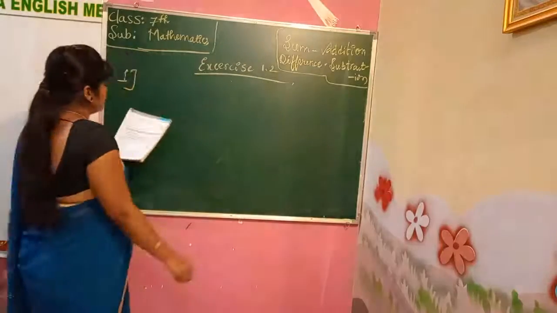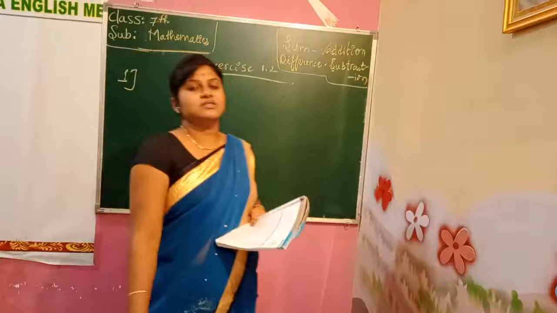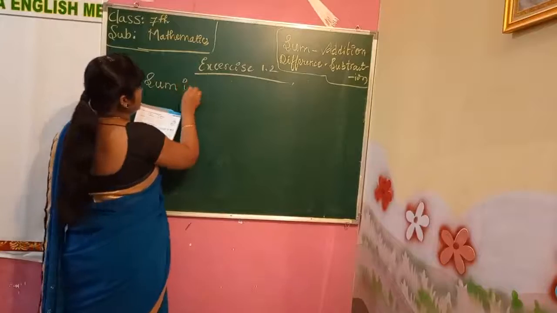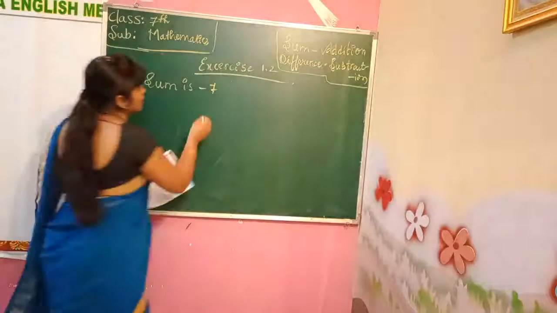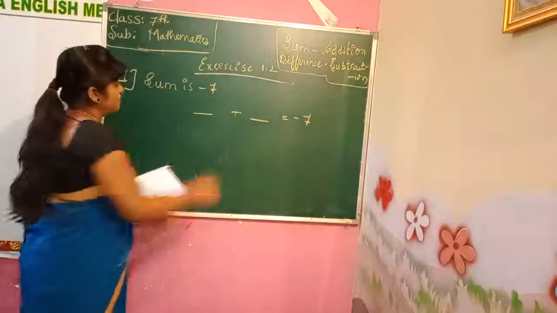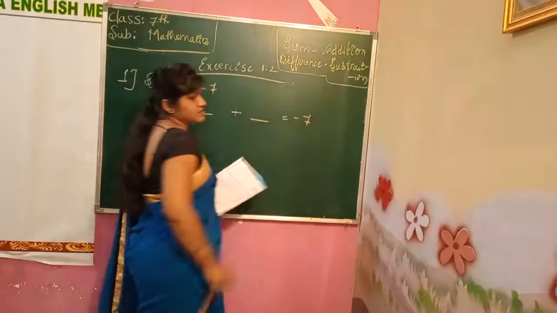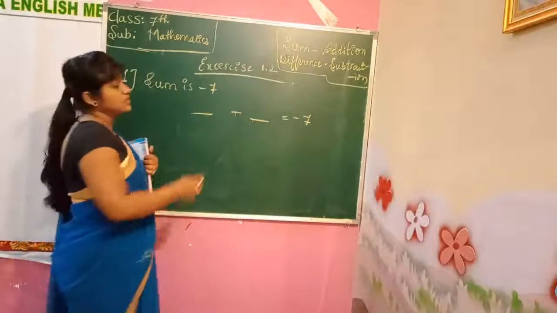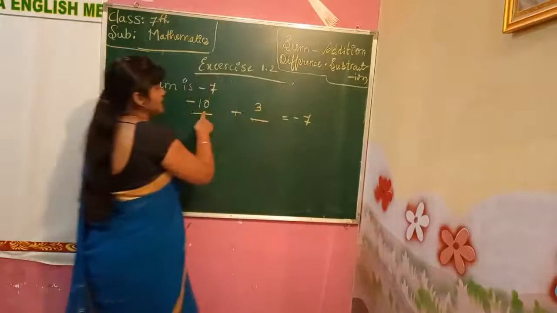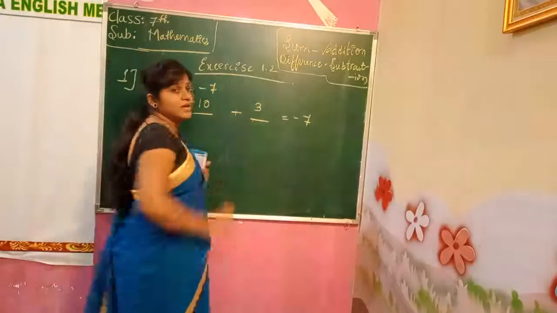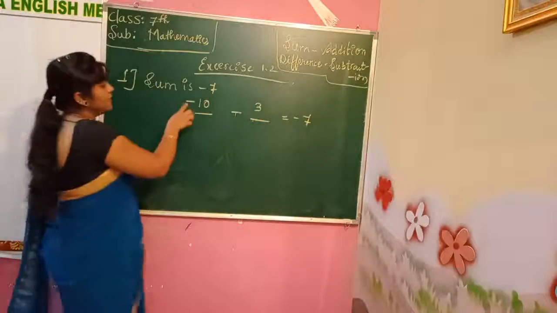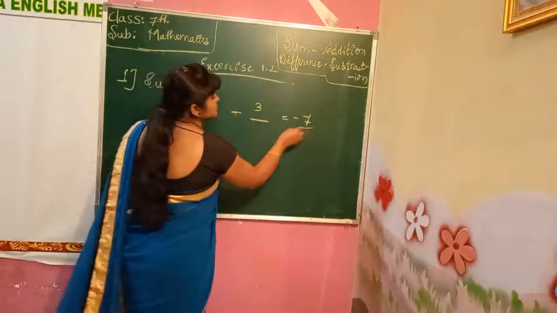First one, write down the pair of integers. We have to write the questions there. They have given an answer. The first question is sum is -7. We have to find out the first integer and second integer. So what is the first integer children, to get -7? -10 and 3. We have to take -10, then only we can get the minus answer. So we have to take a minus sign here. -10 plus 3 is how much? -7.